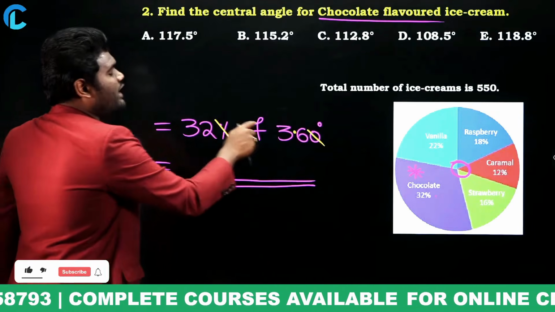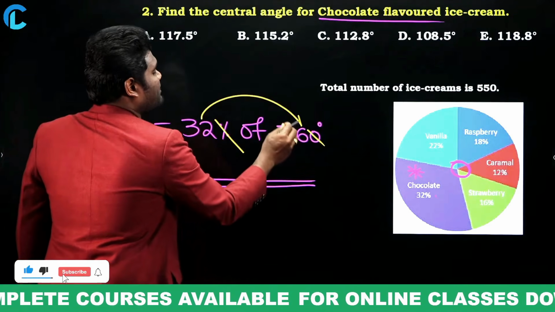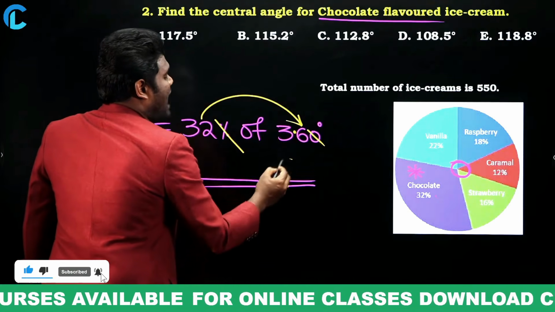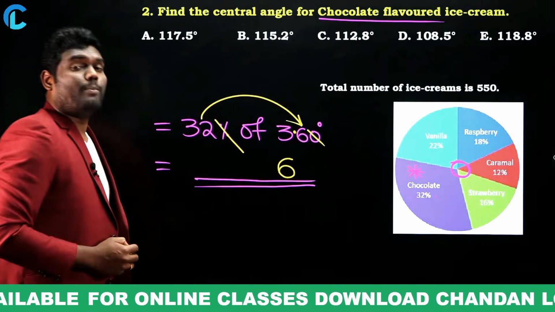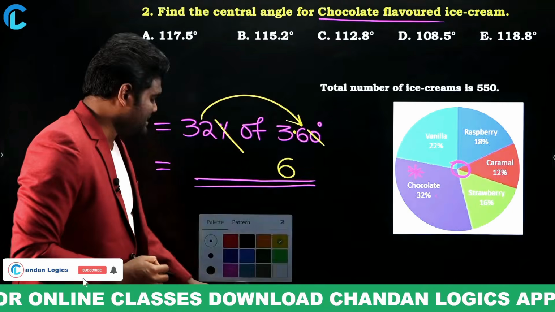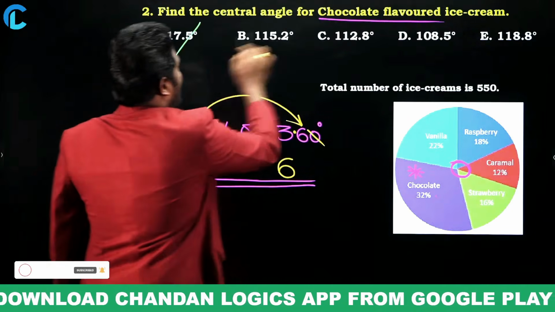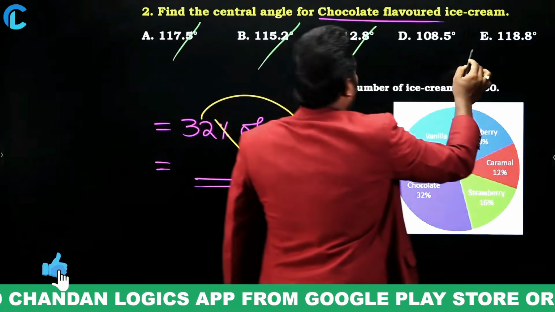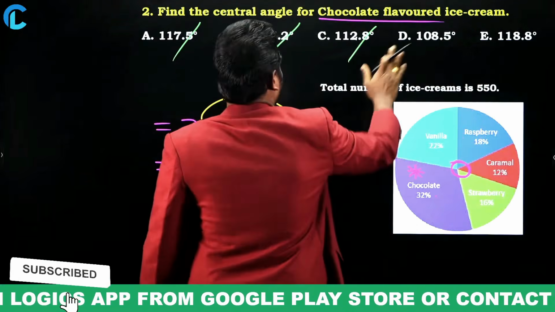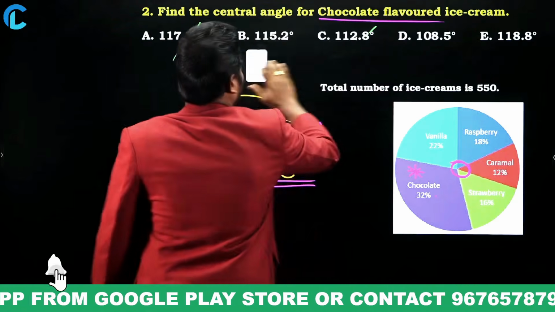Now 32 into 3.6. Now 2 multiplied with 6, the last digit should be 6. Yes or no? Which means our answer's last digit should be 6. Sorry. Just a minute. Here the answer should be how much?